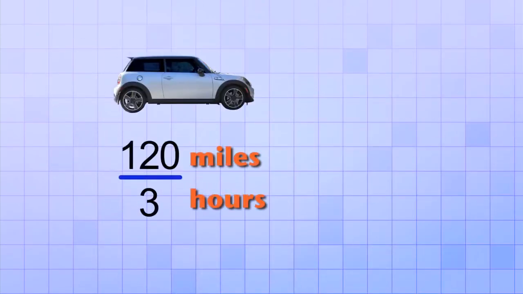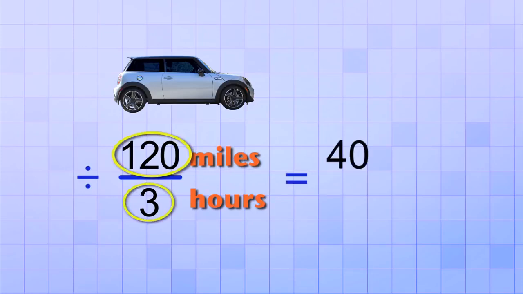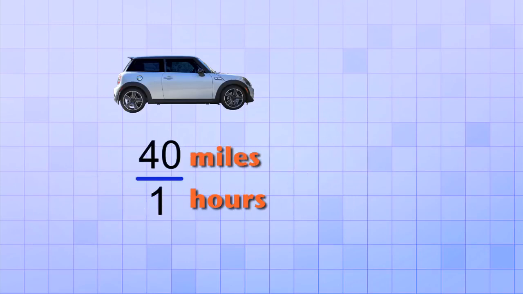All right, let's convert the rates of speed for our two cars into unit rates so that we can compare them easily. The first car's rate was 120 miles per 3 hours. So if we take 120 and divide it by 3, we get 40. That means that the unit rate for the first car is 40 miles per hour.